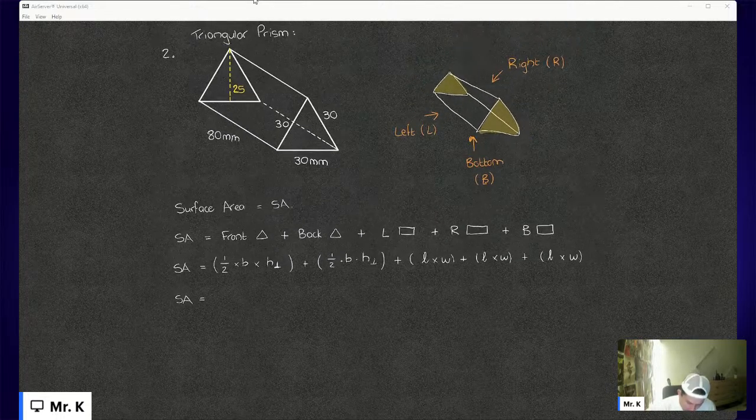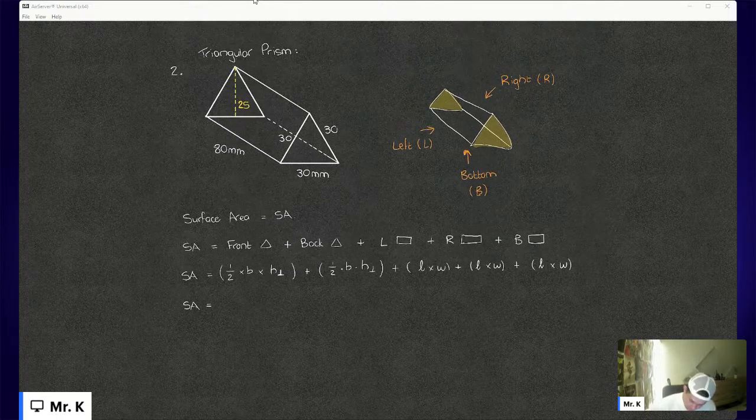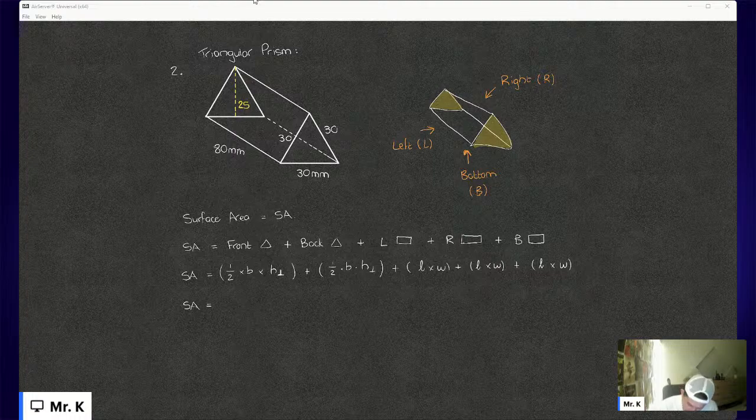So let's think about our triangles first. If we look at our triangles, they have a base of 30 millimeters, right? 30 millimeters is the base. And in this case, we were lucky to have been given the height. The height for both of these triangles would be the same. So they are 25 millimeters. So in my calculation for my triangles, I'm going to say the following.